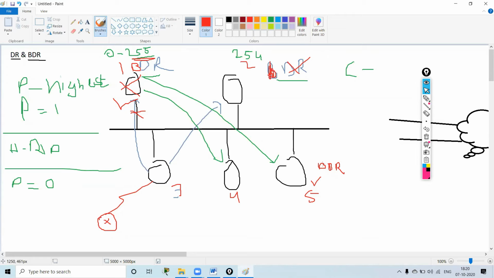And now this will become the BDR because it has the highest priority value compared to any other router. Okay. Then once this DR goes down, then and only then this router will become the DR. Okay. This is known as non-preemptive. It is not preemptive. Automatically, it will not become the DR again. Understood?